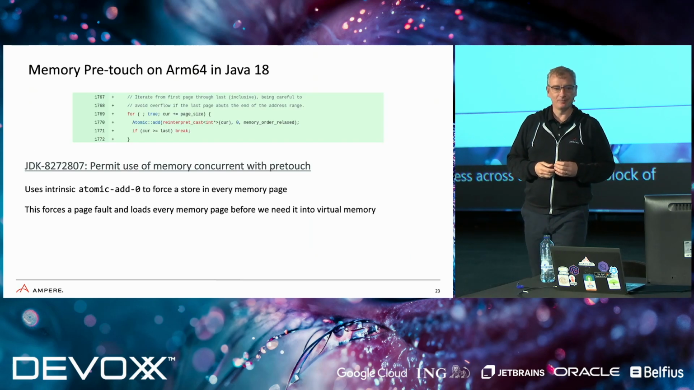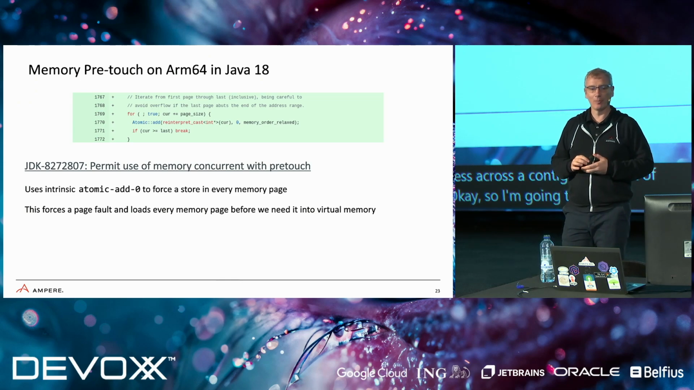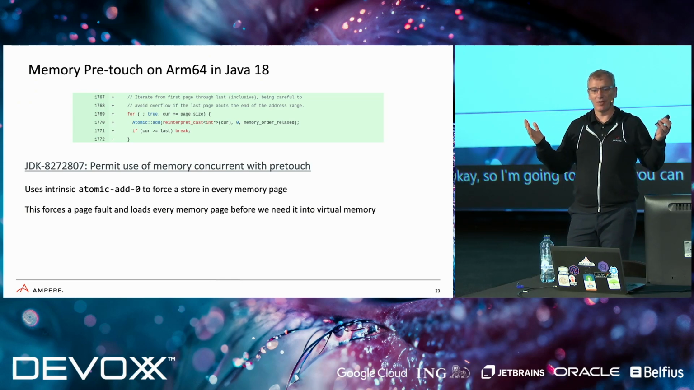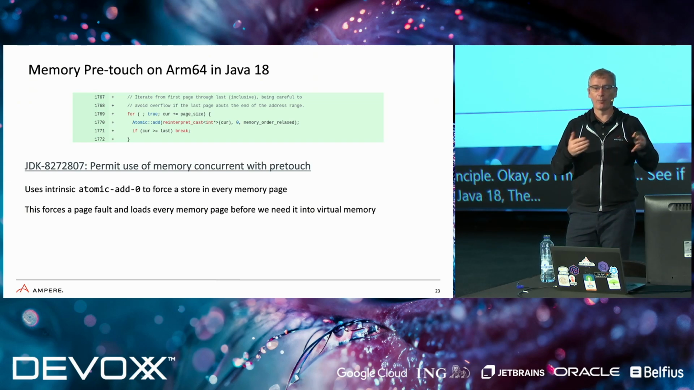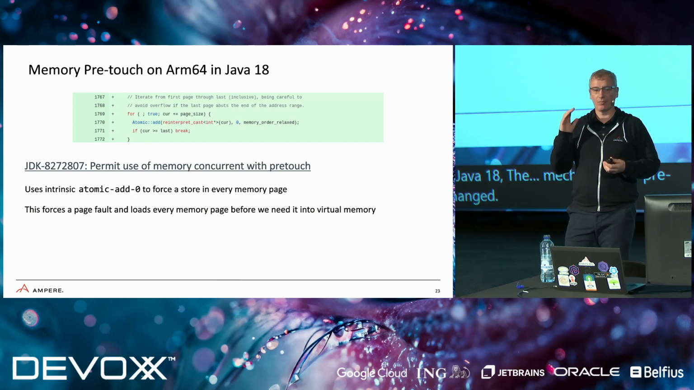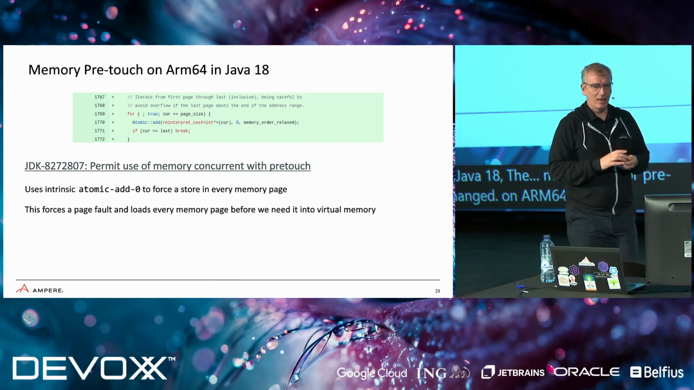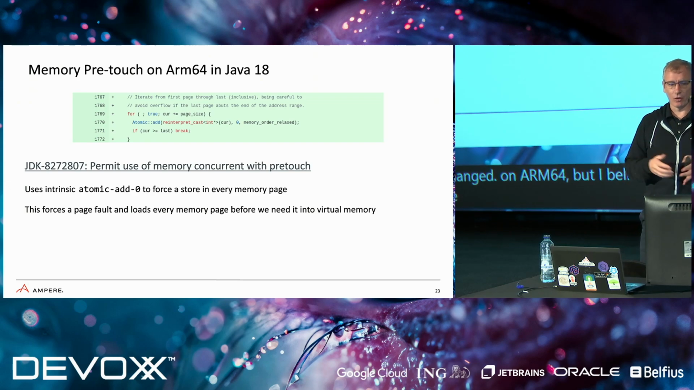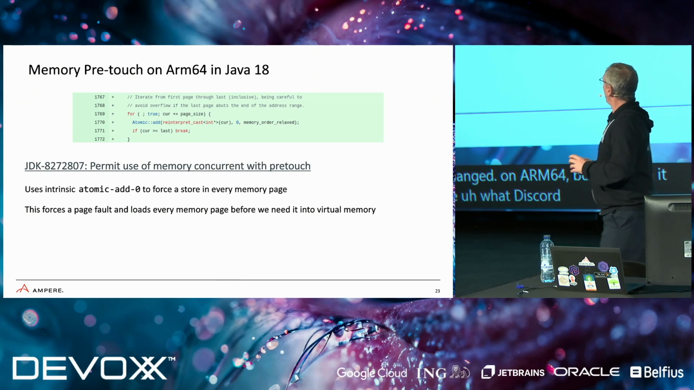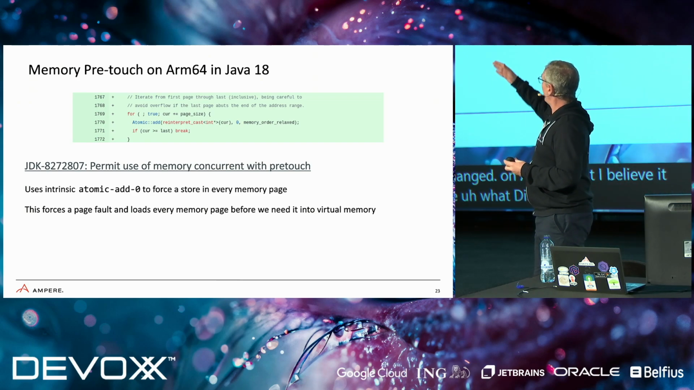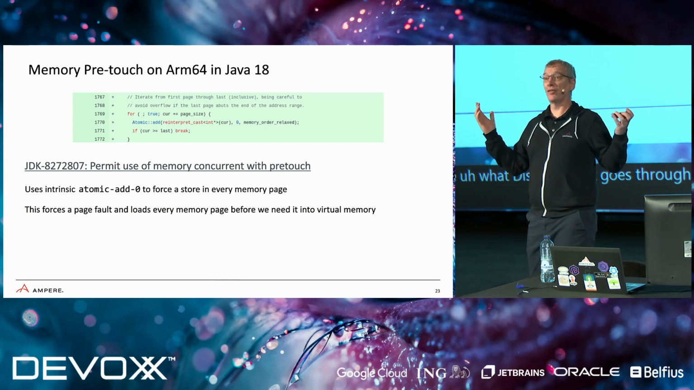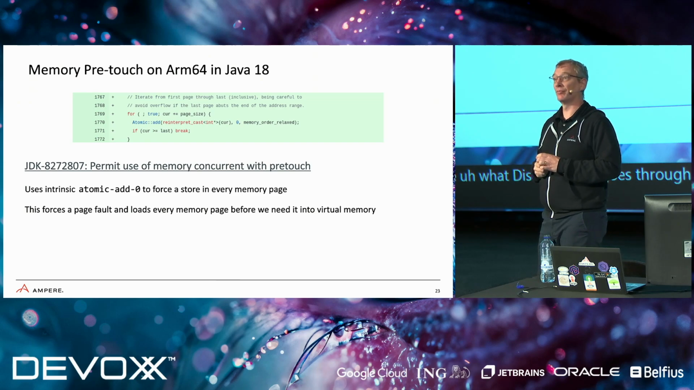Okay, so I'm going to see if you can spot this. In Java 18, the mechanism for pre-touching memory changed on Arm64, but I believe it changed everywhere. What this code does is it goes through every single page in the memory buffer that we want to.